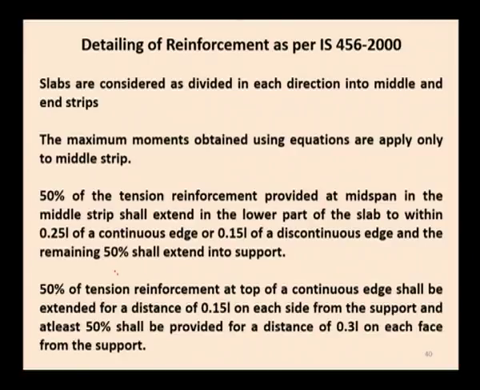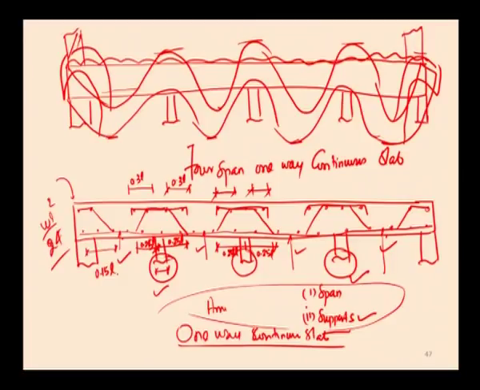50% tension reinforcement at the midspan, the middle strip shall extend the lower part of the slab within 0.25 L of the continuous edge, that is over the interior supports, and 0.15 L of the end discontinuous edge, that is at the end support, and the remaining 50% shall extend into the support. 50% tension reinforcement at the top of continuous edge shall be extended for a distance of 0.15 L on each side of the support. That is, it means that the reinforcement which has been cranked at 0.25 L and brought into the top has to be extended at the top for a distance of 0.15 L. That is what the IS code specifies.